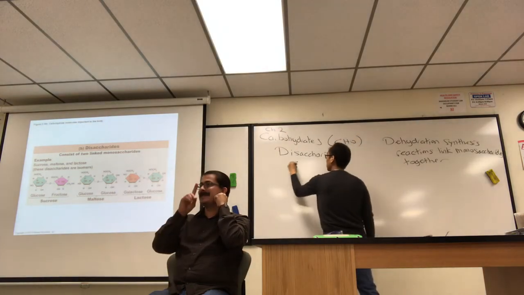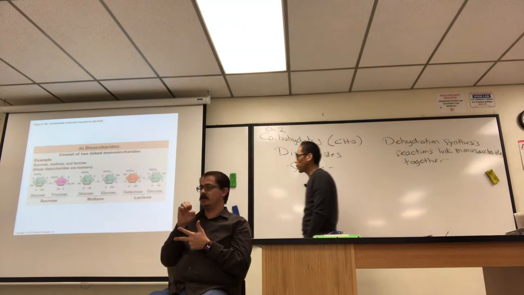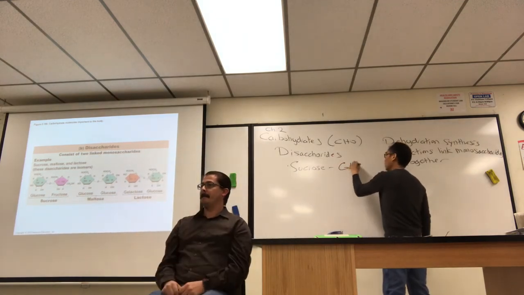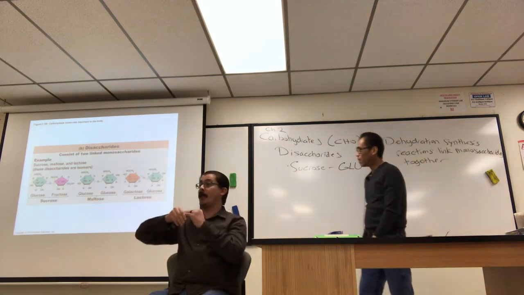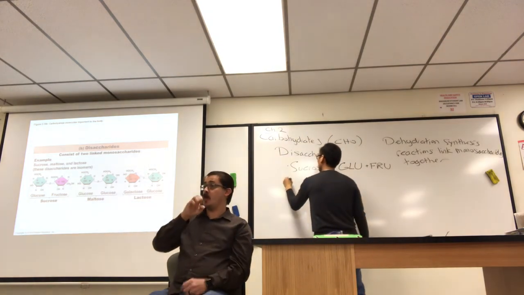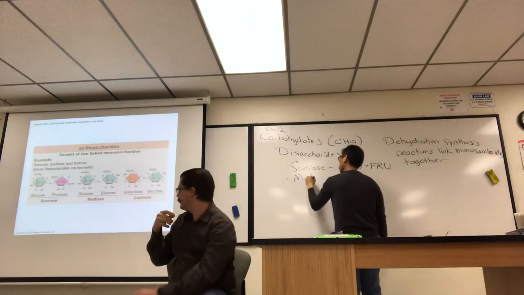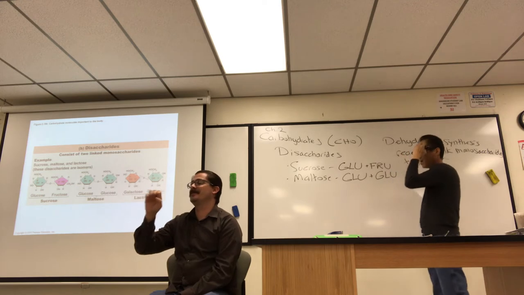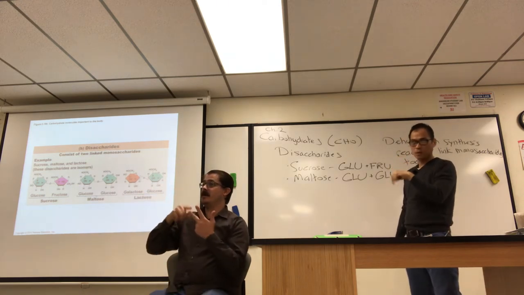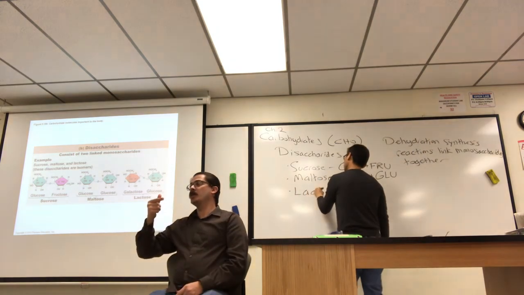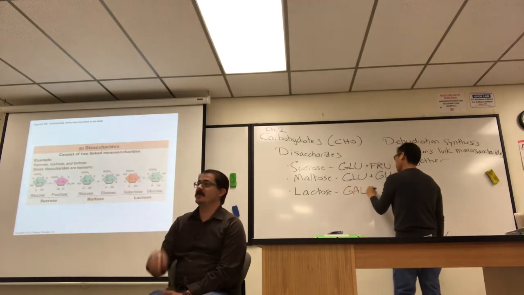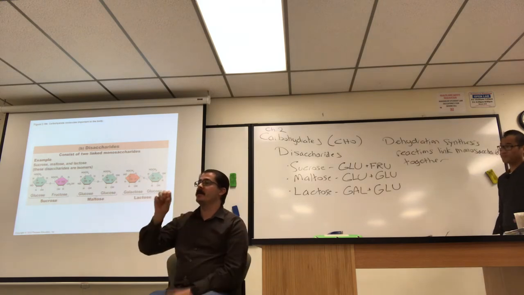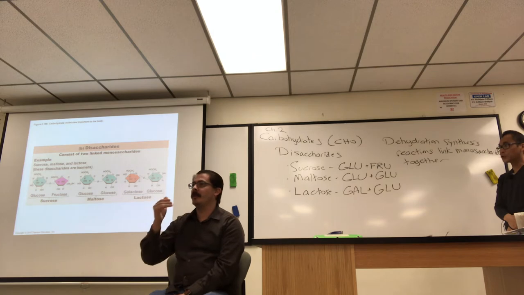Disaccharides are sucrose. Now sucrose is comprised of when you link glucose to fructose. I'll just put glu plus fru for short. Maltose is a glucose linked to another glucose. And lactose is a galactose linked to a glucose. So I'll put GAL, galactose, plus a glucose. So basically sucrose is table sugar. Maltose is malt sugar, and lactose is the sugar in milk.